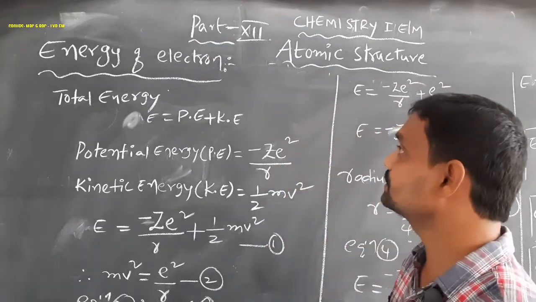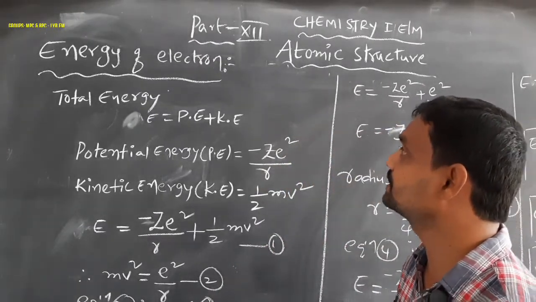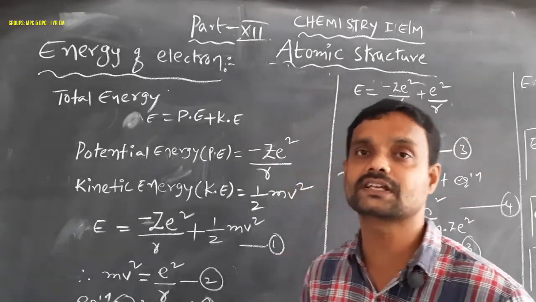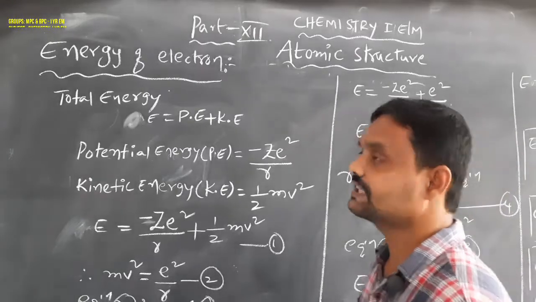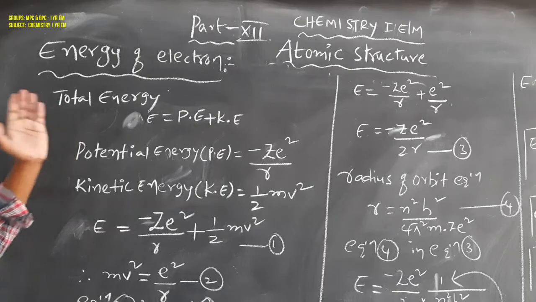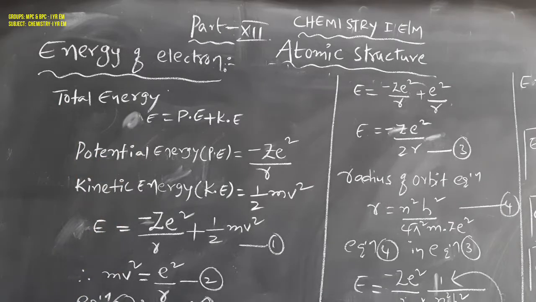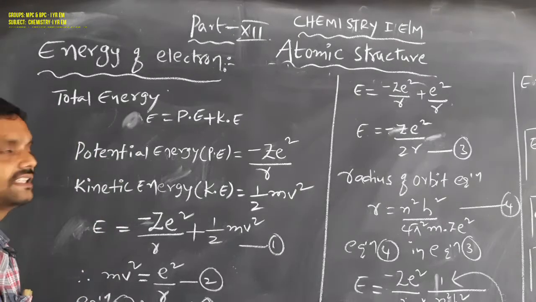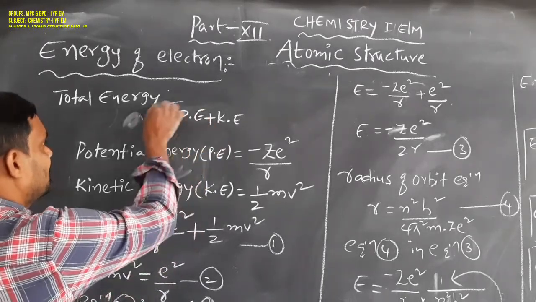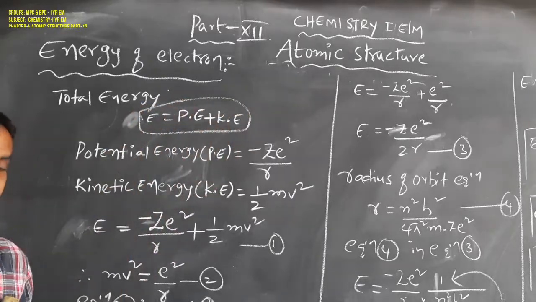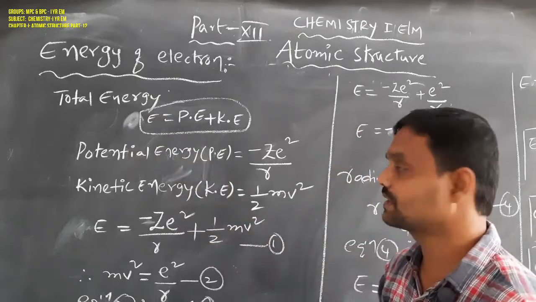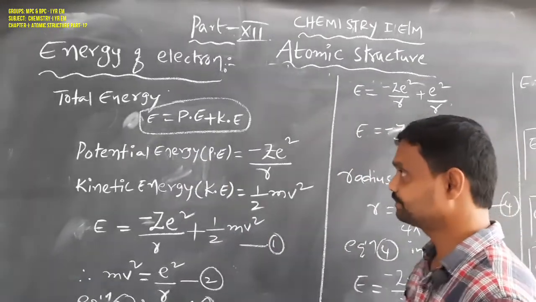Now we are going to study the energy of an electron in a hydrogen atom. So how can we find it? Simply, the total energy of an electron in a hydrogen atom is equal to the sum of the potential energy and kinetic energy. So E is equal to potential energy plus kinetic energy.